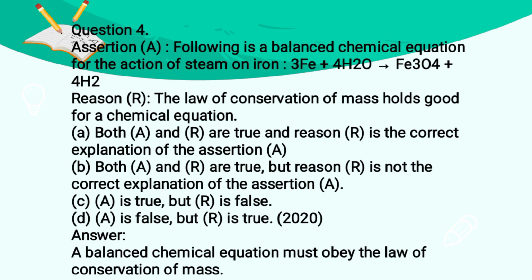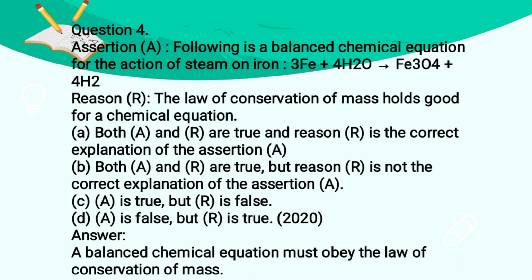So the law of conservation of mass says that atoms are neither created nor destroyed in the products. So we have studied about this in your previous class, in your 9th standard. So here you have to tell: both A and R are true, and reason R is the correct explanation of the assertion A. So here a balanced chemical equation is given, that is the action of steam on iron. So you have to tell me among these options A, B, C, D, which is the correct one.